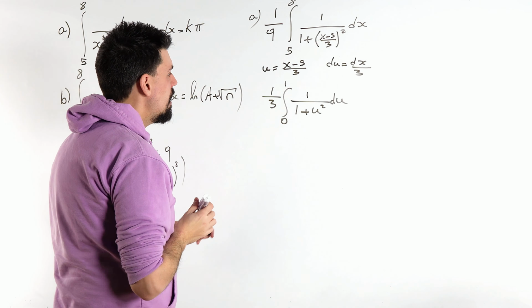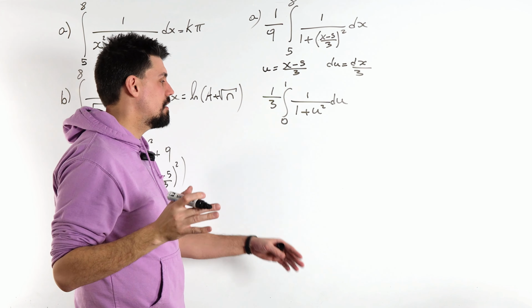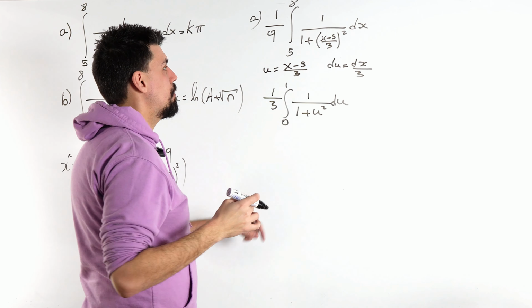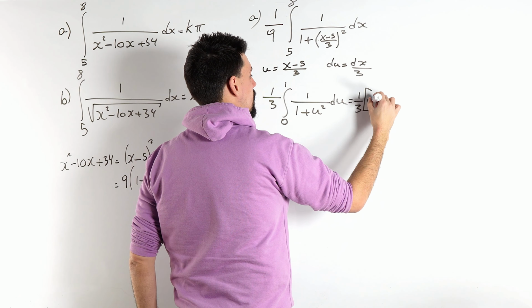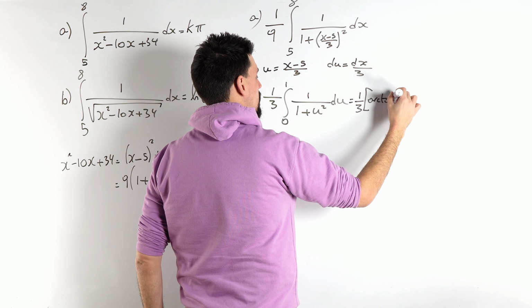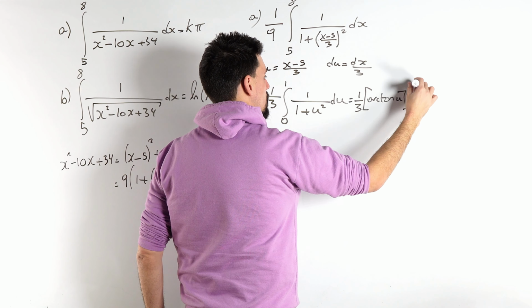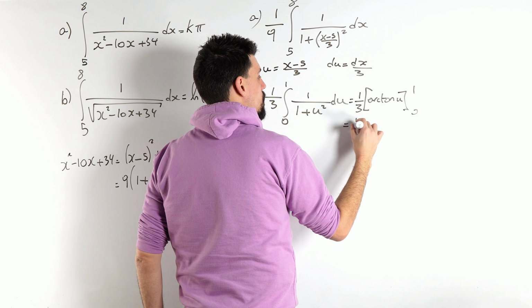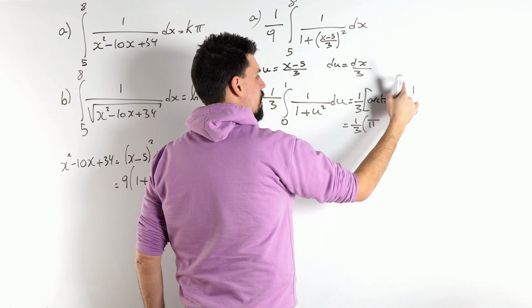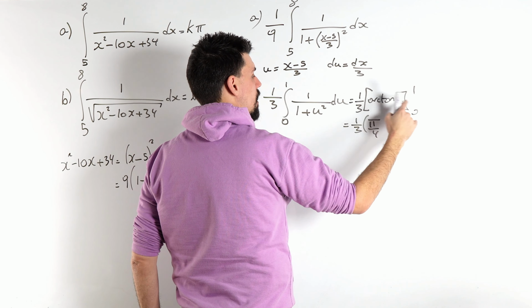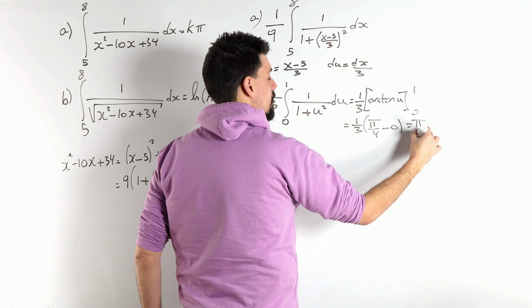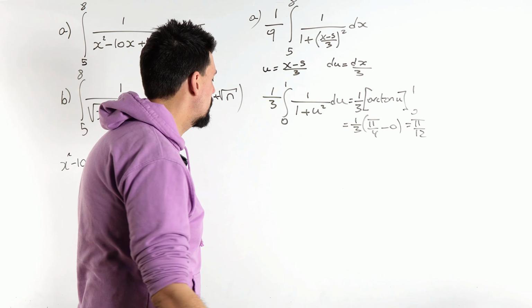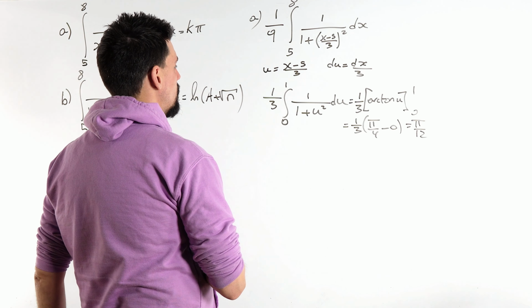du. And this I can just use the standard thing that I know. 1 over 1 plus u squared. That is 1/3 arctan of u between 0 and 1. So that will be 1/3. Arctan of 1 is pi over 4. Arctan of 0 is 0. So we end up with pi over 12. Job's good for the first one.